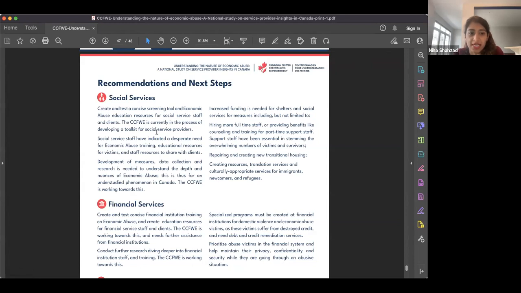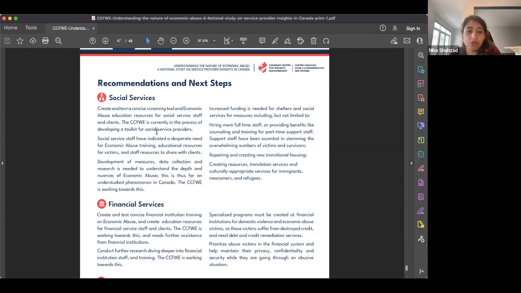So on the social services side, we found that there was a real need to create and test a very short, concise screening tool, because right now social service providers, though they know about economic abuse, maybe they might not know the term, but they know what it entails. They don't have a checklist or a series of questions that they can ask to get this out within the first few meetings with the victim. So CCFWE is right now developing this screening tool, and we're developing a toolkit for social service providers, so it makes it easy for them to walk through the tool with their clients.